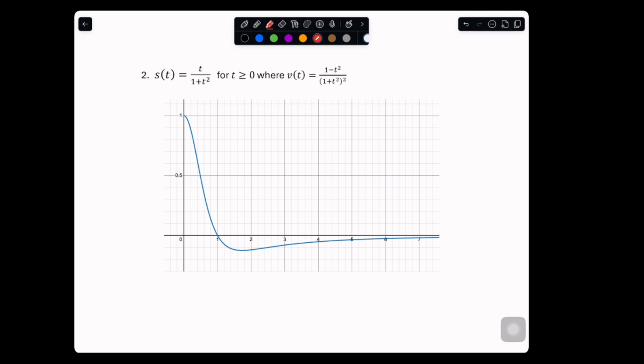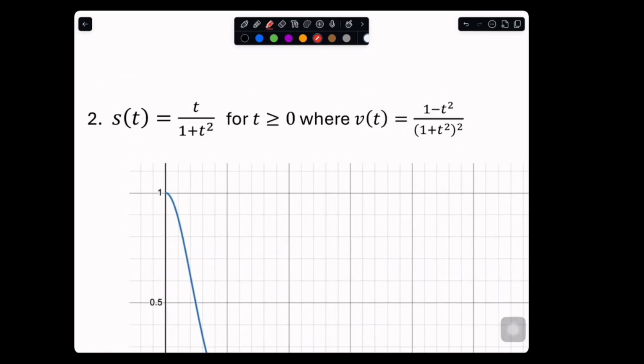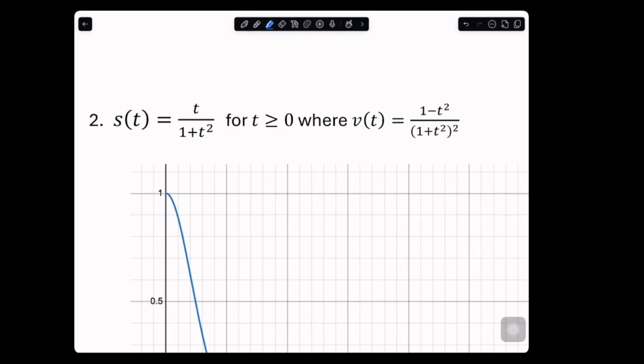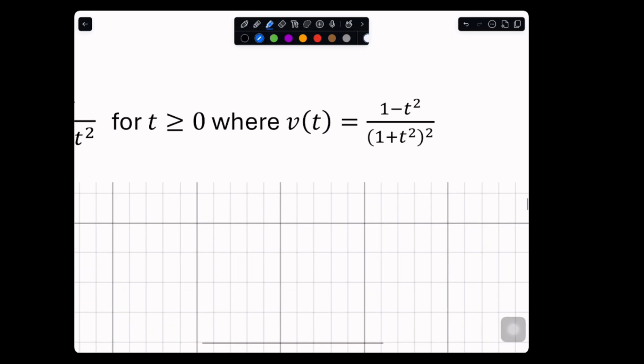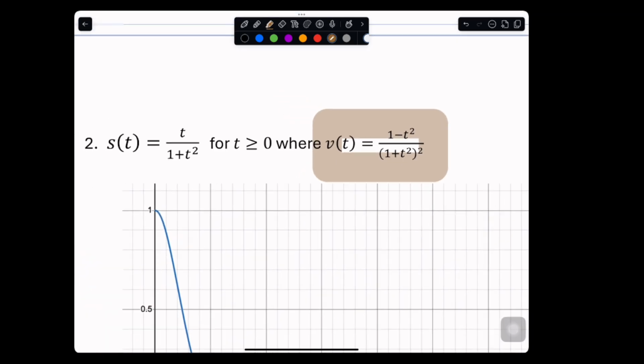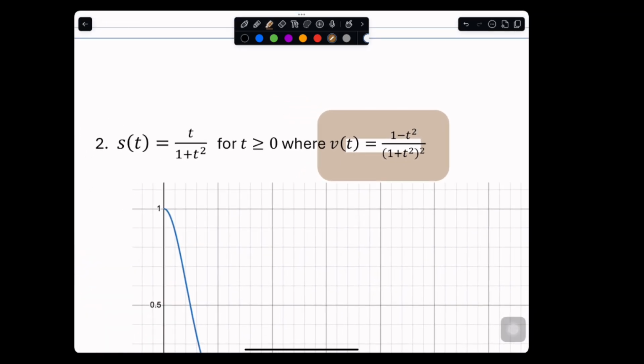Ooh, let's try this one. Let's try the acceleration function now. Remember, this is the one we started with today. This is the position function. And then notice we got the velocity function here. They want us to get the acceleration function and do sign analysis on that. So remember, you've got this position function for t being greater than or equal to 0.